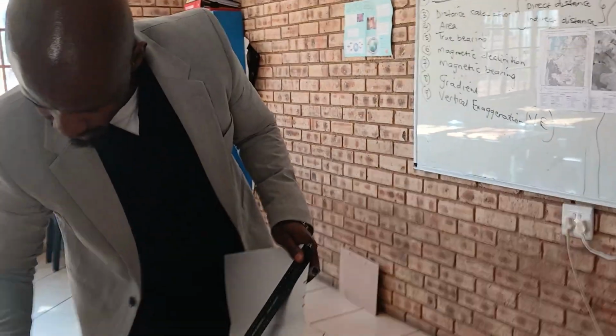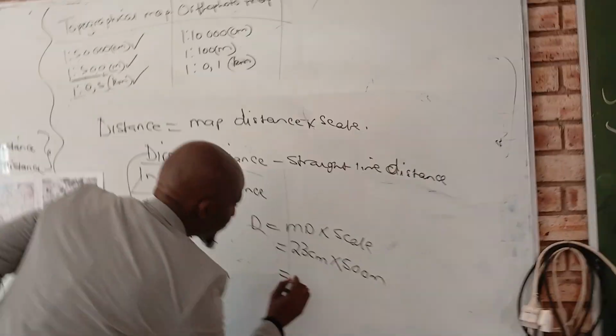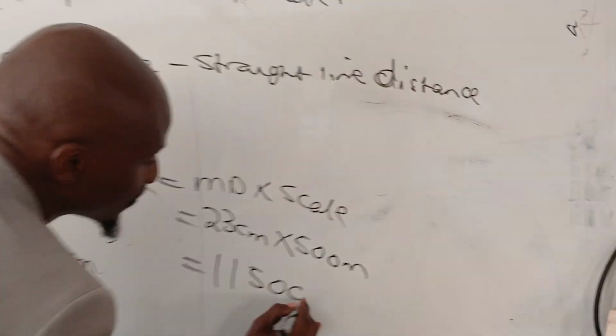I'm going to use my calculator to do that. That is your 23 multiplied by 500 meters. I'll get something like 11,500. 11,500 what? Meters. Remember, this is very important.